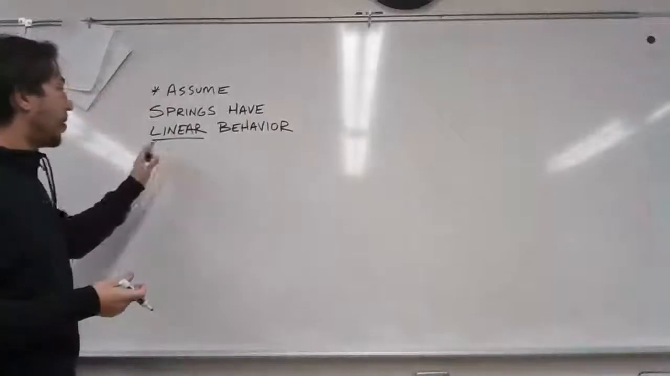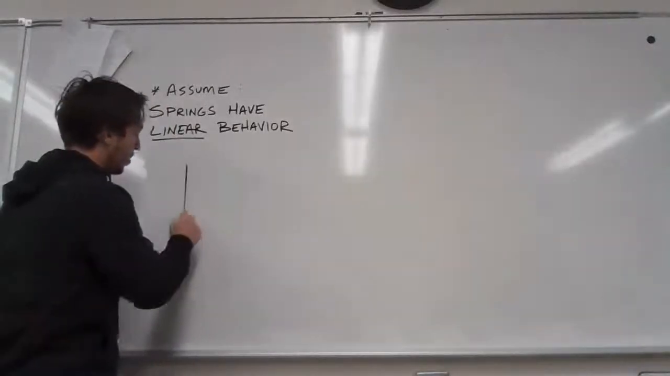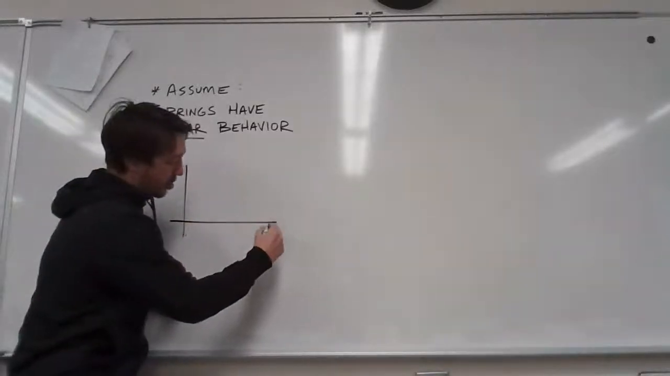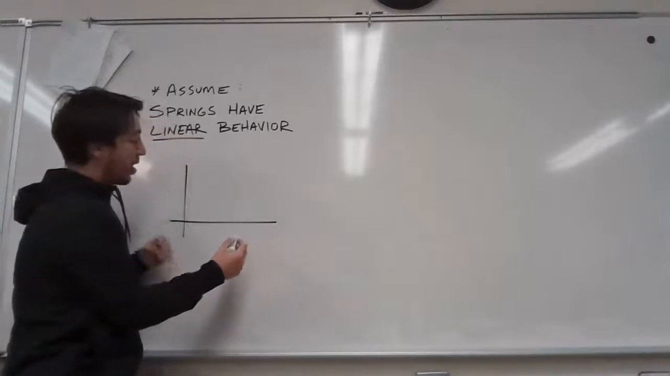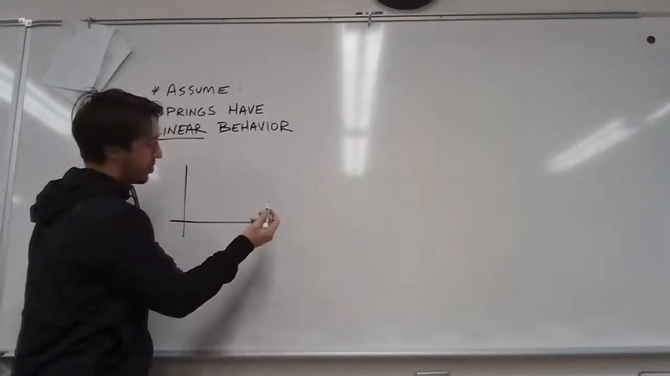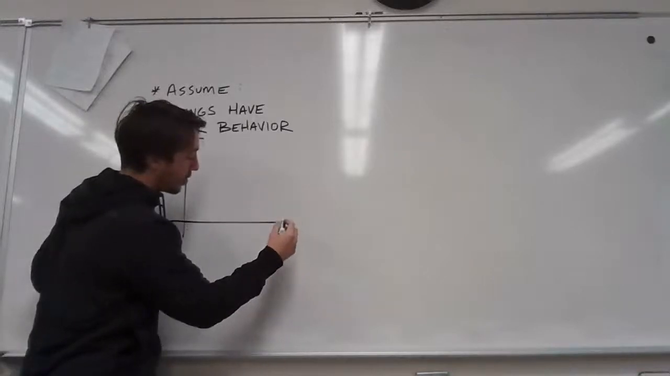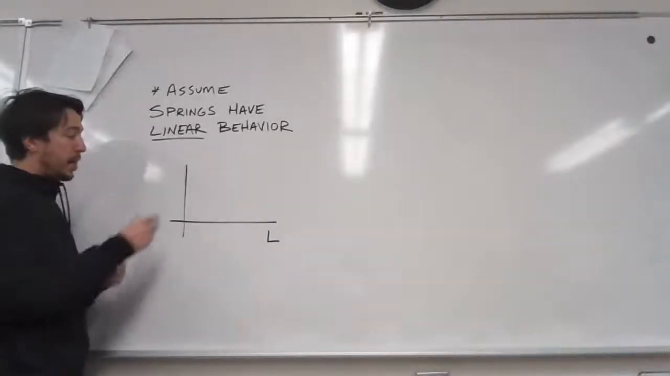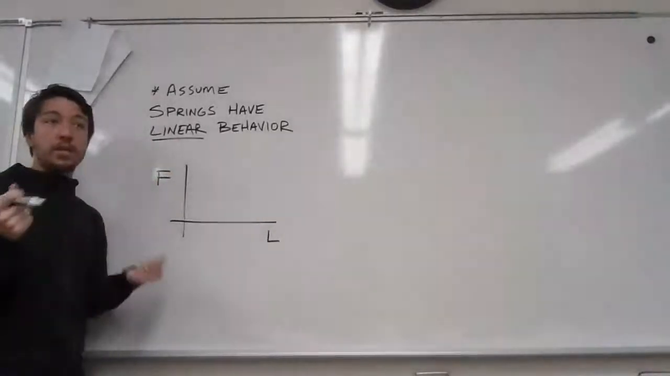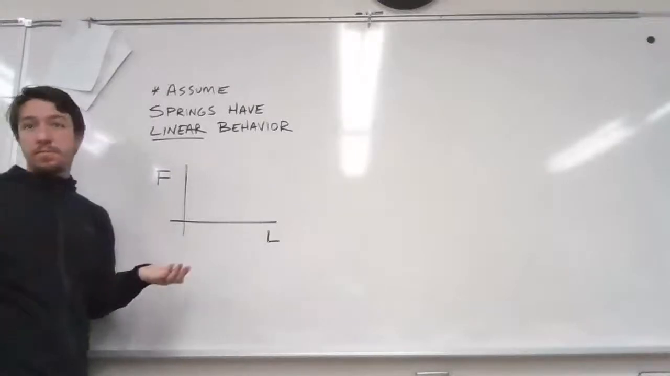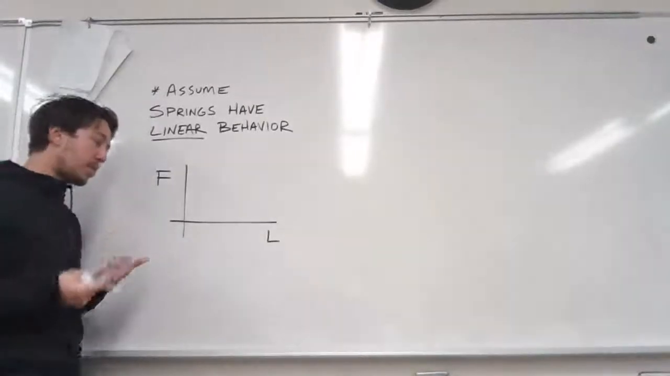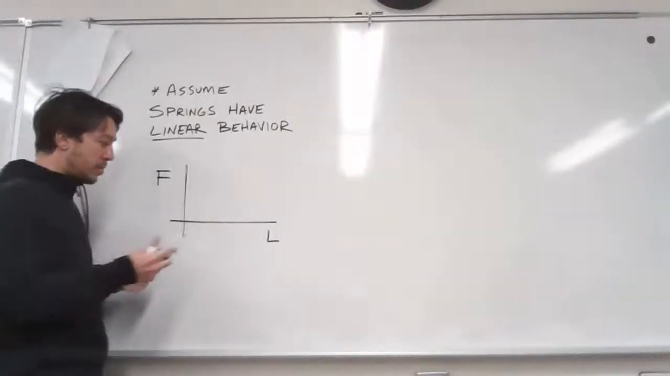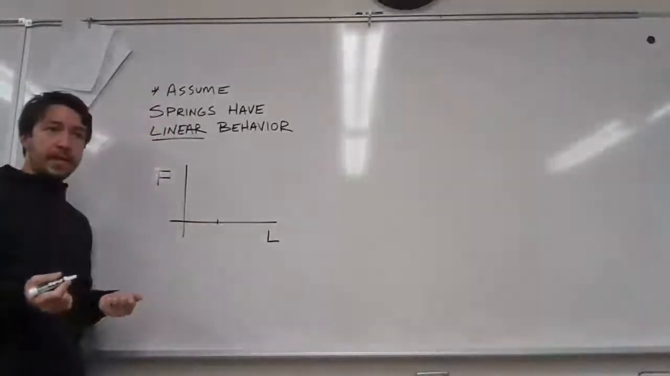What do I mean by this linear behavior? Well, if you start stretching a spring, say this is the length of the spring, and this is how much force the spring exerts. You've all stretched a spring at some point, squished a spring. Every spring has a natural length, okay? So there's going to be some natural length to the spring, right?